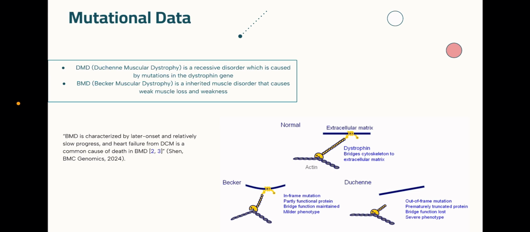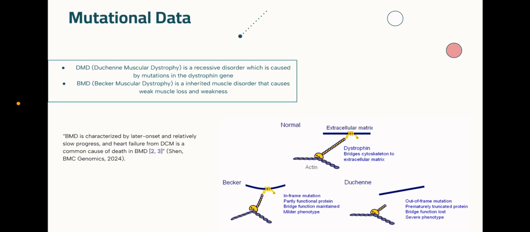DMD and BMD. Duchenne muscular dystrophy is a recessive disorder caused by mutations in the dystrophin gene. This one is much more damaging than BMD, but both are very serious. And BMD, Becker muscular dystrophy, is an inherited muscle disorder that causes muscle loss and weakness. Now, here's an image to help better understand what this is and how Becker and Duchenne aren't normal, and it shouldn't be that way.